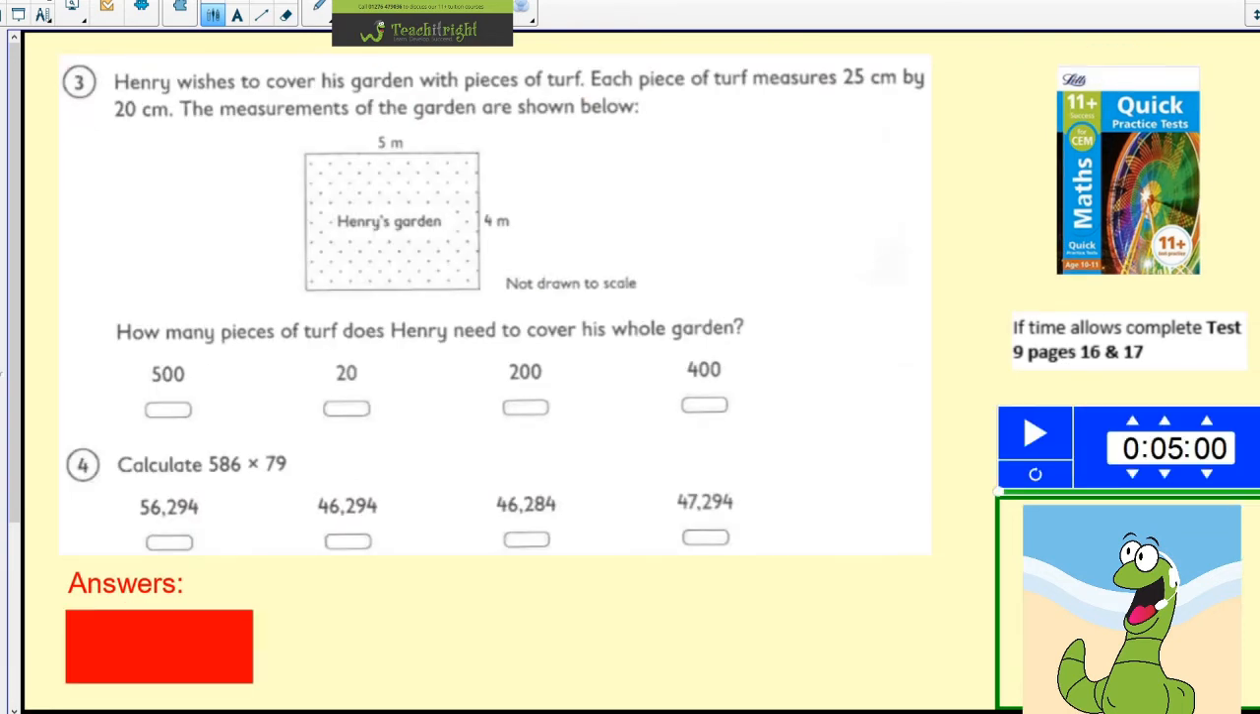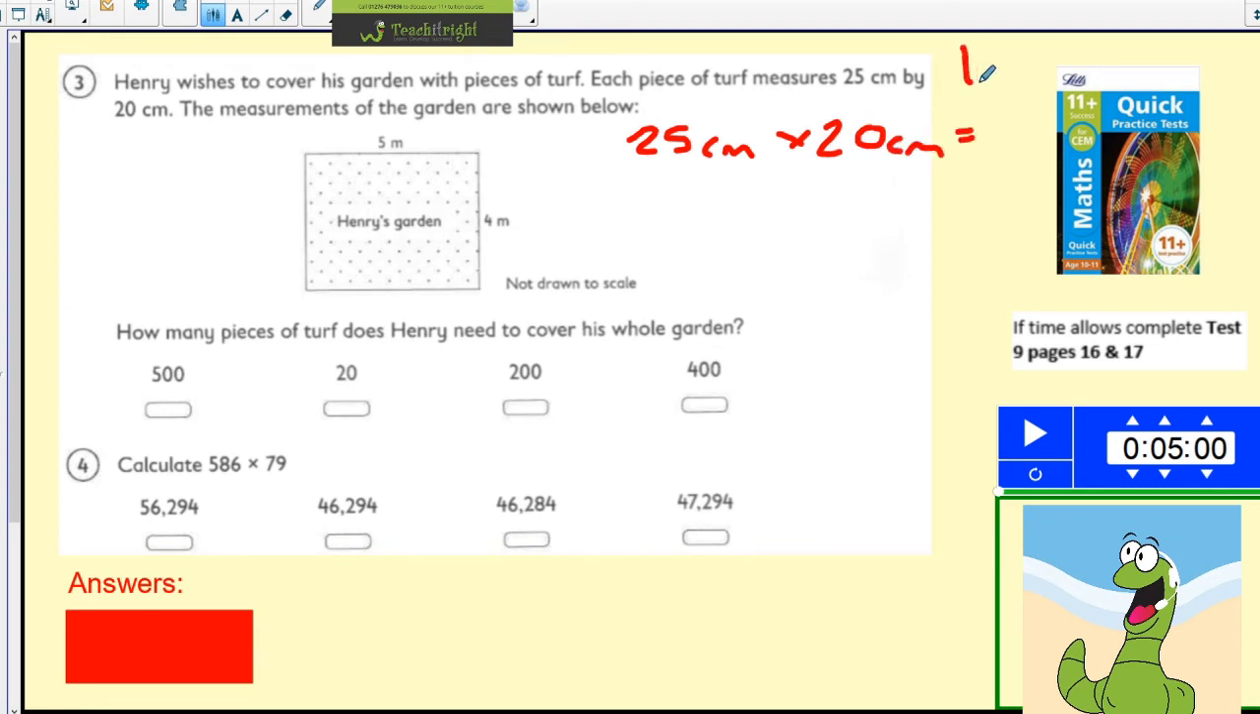Question 3. Henry wishes to cover his garden with pieces of turf. Each piece of turf measures 25 centimetres by 20 centimetres. The measurements of the garden are shown below. How many bits of turf will he need to cover the whole garden? So he's got bits of turf that are 25 centimetres times 20 centimetres. That's the area of them.